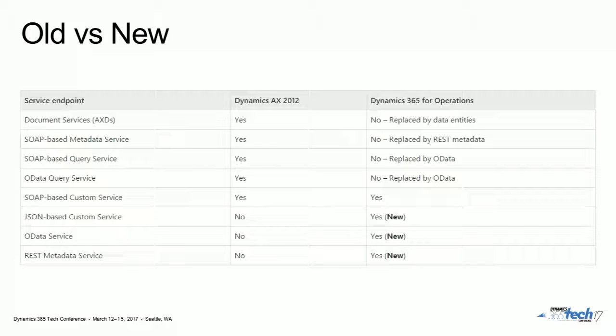So in terms of service endpoints, AIF is gone, and AIF is now replaced with OData service. And we also had document services and metadata and query-based services. While the metadata and query-based services are technically gone, these are replaced by OData service. So we have a metadata service through OData, and we also have a query service. We have a full suite of REST-based operations.